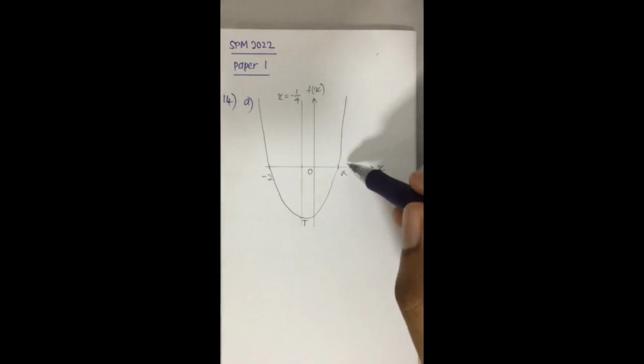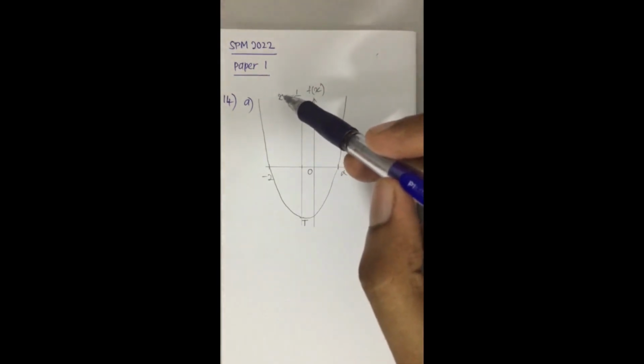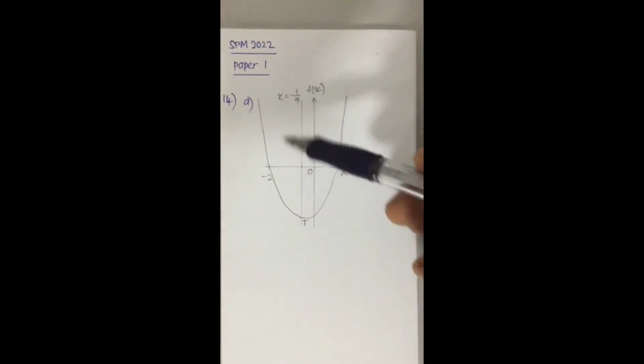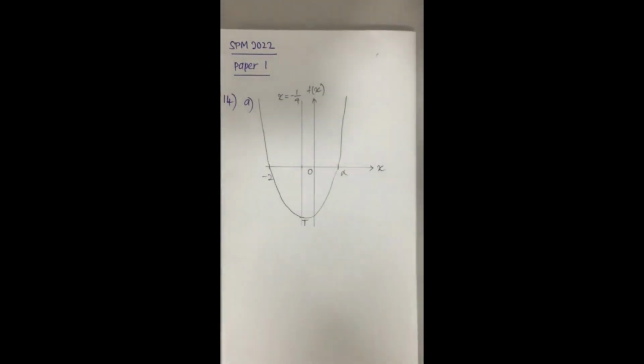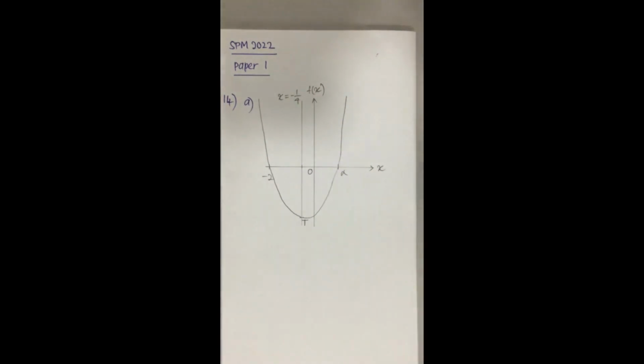So how are we going to find the second root? The question itself already gave us the hint that the axis of symmetry is x = −1/4. The axis of symmetry is a vertical straight line which divides the quadratic graph into two equal portions. So from here we can find the second root easily. Let me guide you.